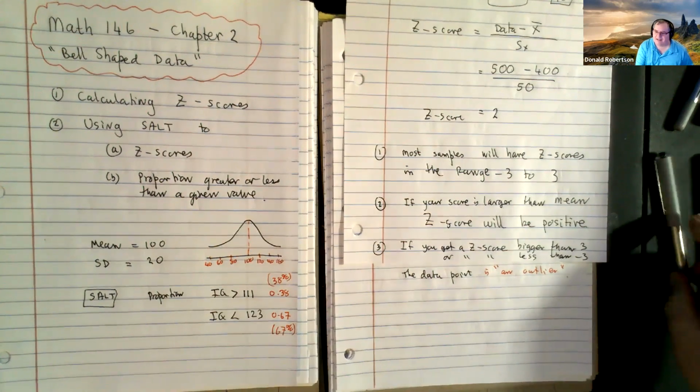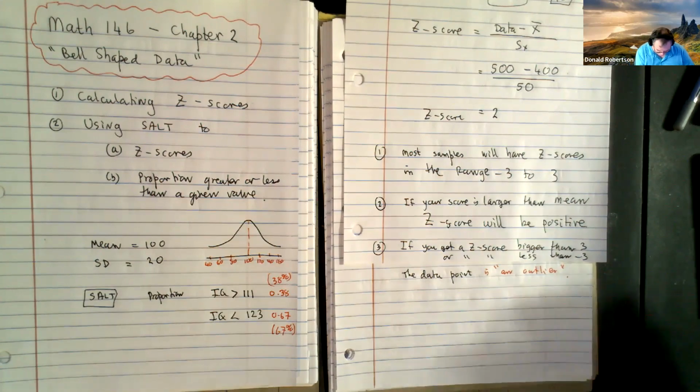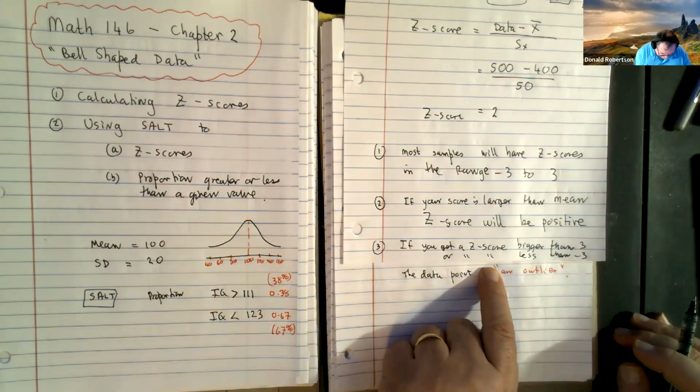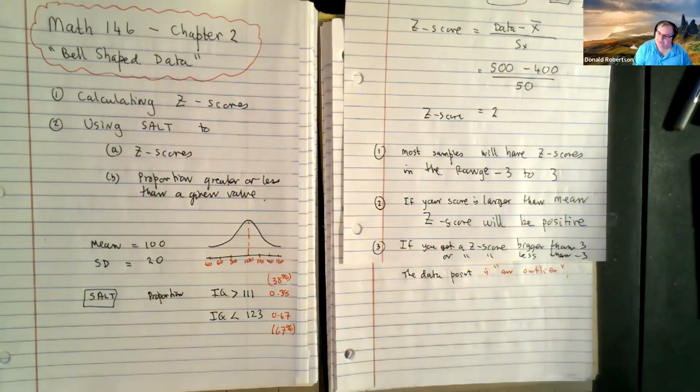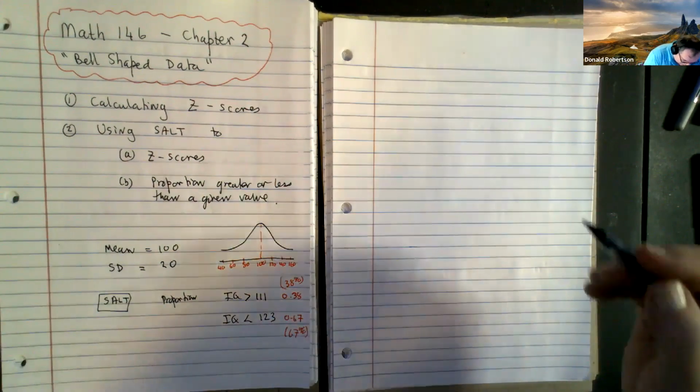So I now have a test to see if one particular number is an outlier or not. And all the test requires me to do is find the z-score. And if the z-score of that data point is bigger than 3, that data point, that guy is an outlier. If the z-score is less than -3, that guy is an outlier. So let's do some questions involving all those things.